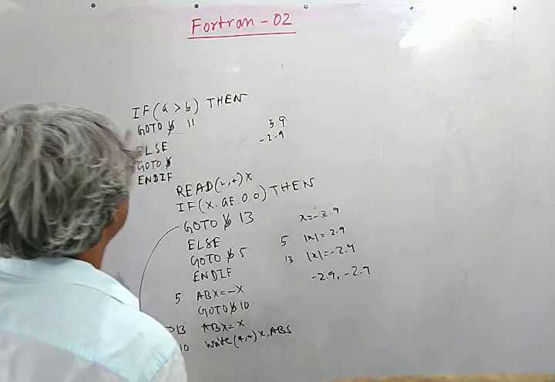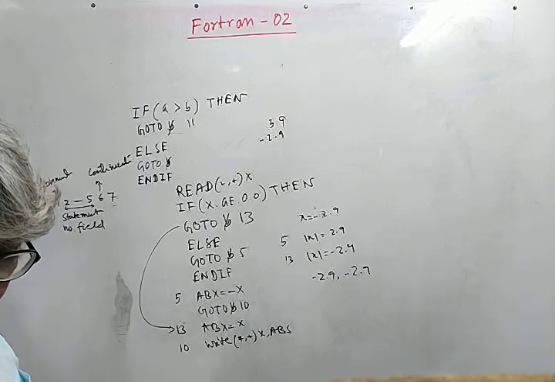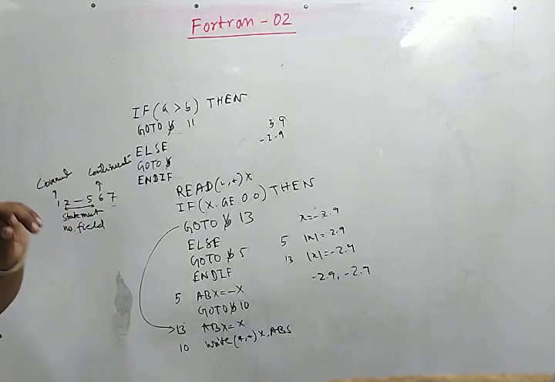So these are the two types of control statement. One is the logical if statement, another one is the go to statement. With the help of this, in the next class I shall write a program to find the roots of a quadratic equation with real coefficients.